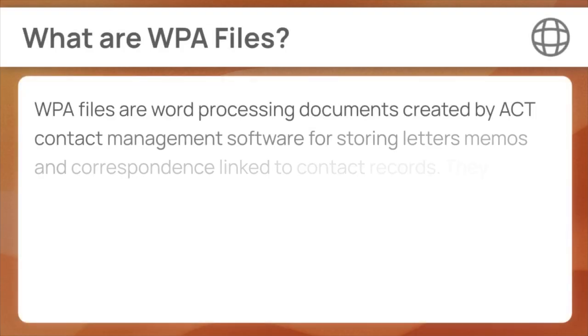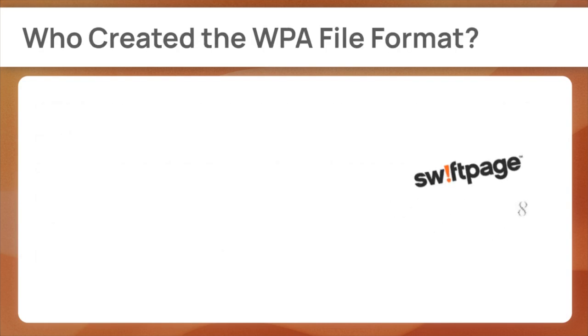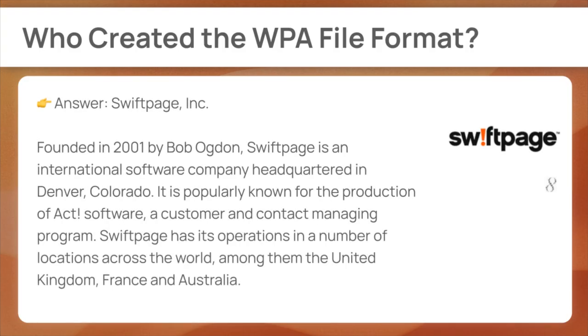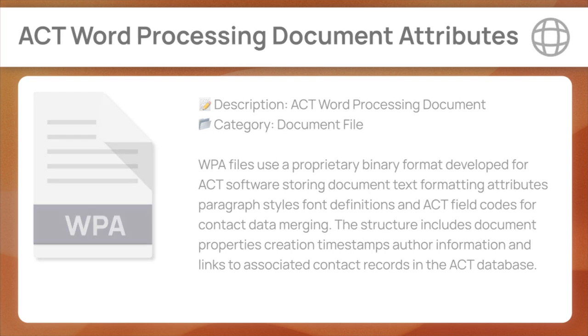WPA files are word processing documents created by ACT contact management software for storing letters, memos, and correspondence linked to contact records. They contain formatted text, mail merge fields, contact references, and document metadata used in customer relationship management and sales workflow documentation. WPA files use a proprietary binary format developed for ACT software, storing document text, formatting attributes, paragraph styles, font definitions, and ACT field codes for contact data merging. The structure includes document properties, creation timestamps, author information, and links to associated contact records in the ACT database.